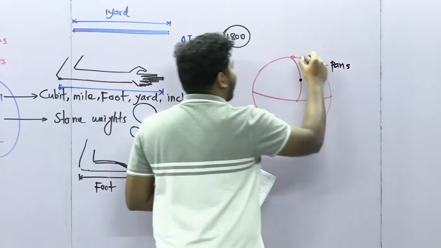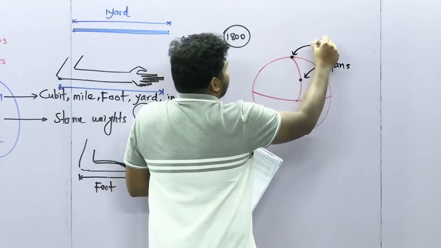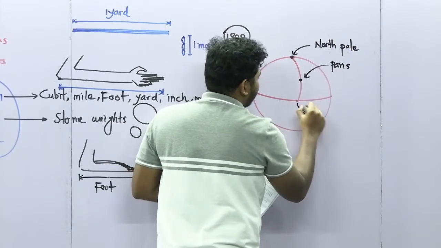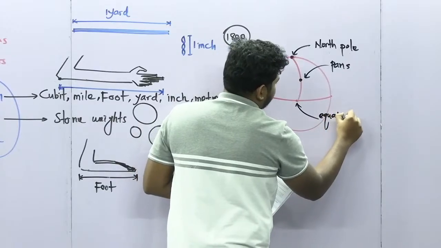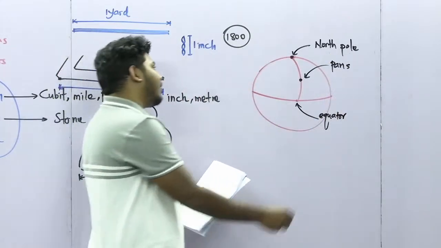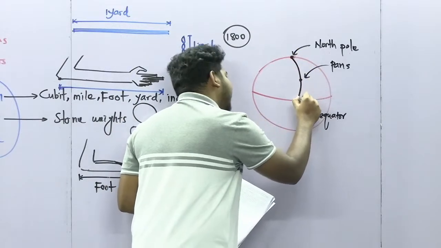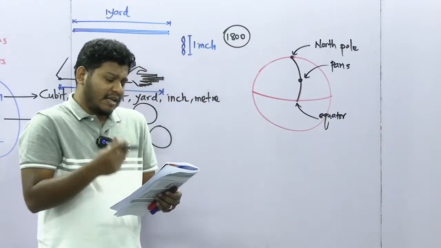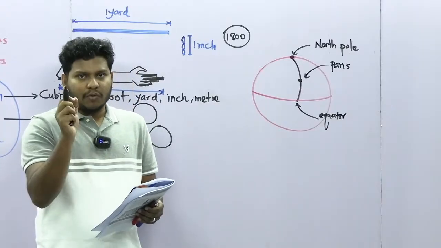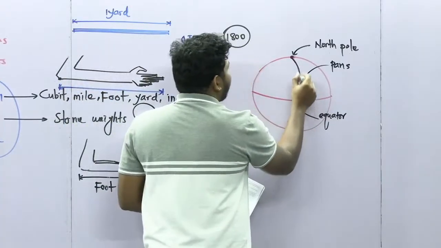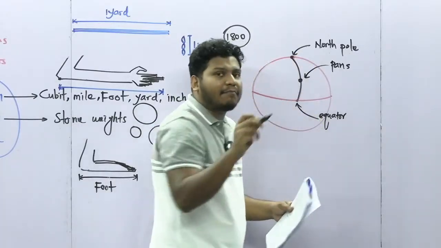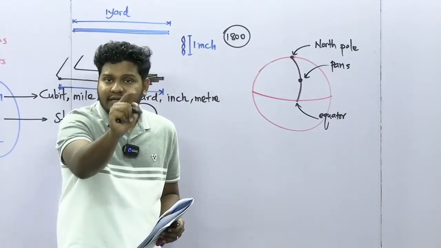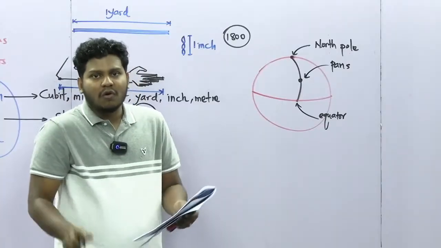I'm drawing a line from the North Pole to the equator. So we know the length between these 2 points through Paris. What they are telling here is one crore of the length of the line. So you measure this line and divide it by 1 crore, and that value is equal to 1 meter.